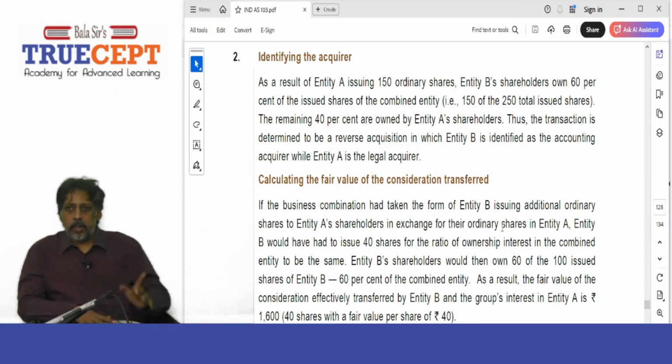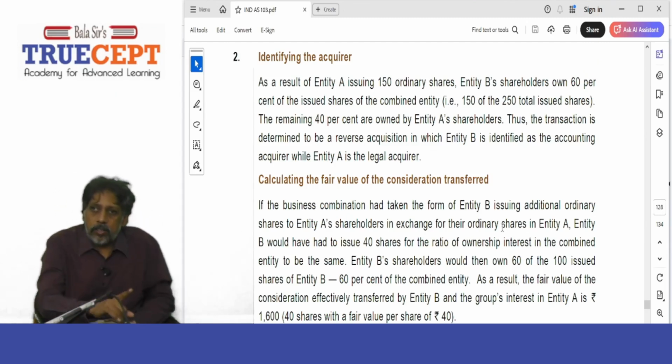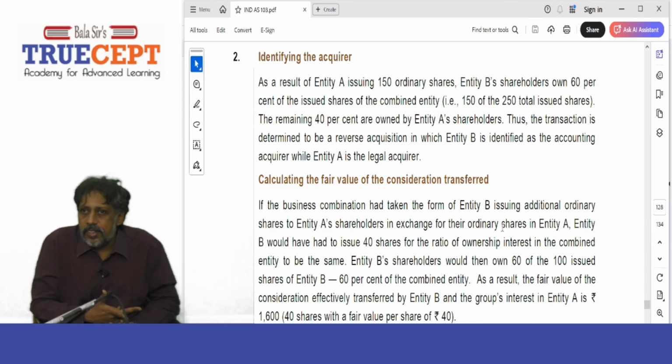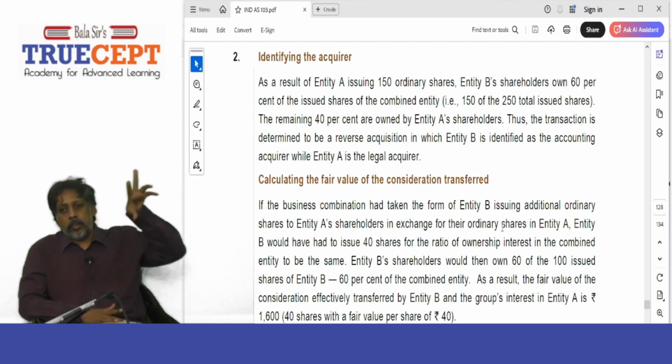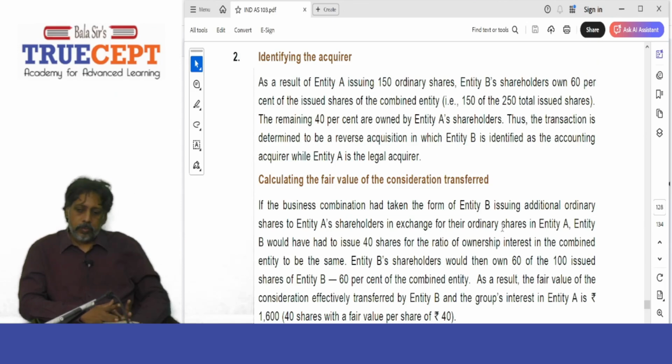100. Okay, don't compare this 100 with that 100, okay? Now tell me, out of this 100, how many shares are you holding? 60. What is 60 by 100? 60%. Same as 150 by 250. Yes or no? Therefore, there is another way to find these 40 shares. What are you going to do?